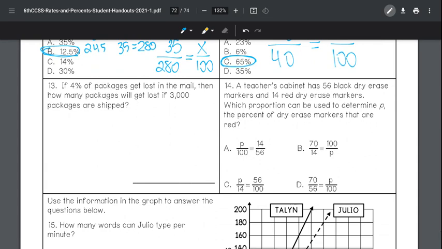13. If 4% of the packages get lost in the mail, then how many packages will get lost if 3,000 packages are shipped? So how many out of 3,000 are going to get lost? That's 4% out of 100%. So cross multiply and divide: 3,000 times 4, divide that by 100. That means 120 packages are going to get lost.